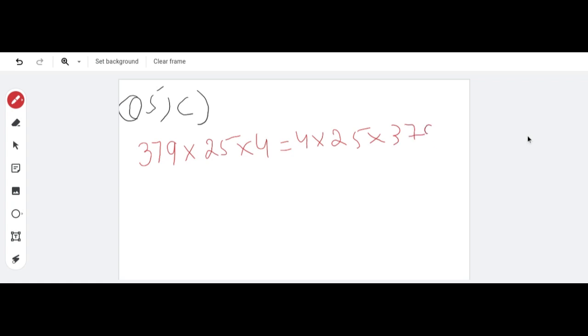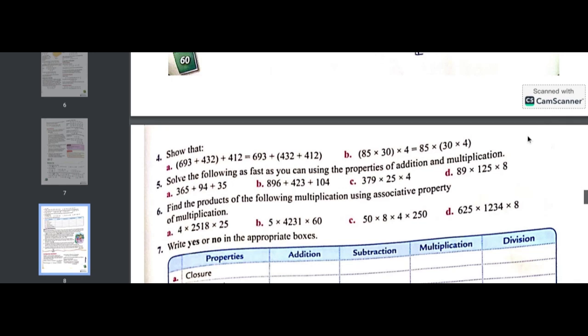379. And now I have to multiply each number. First I will multiply 4 with 25 on both sides. Here it is 100, and here it is 100 and 379. So on both sides, after multiplying 100 with 379, I will get the answer 37,900. Yes, on both sides the answer is equal. This is how you can solve for the properties of addition and multiplication. Got it? This is how you can do the fifth part.